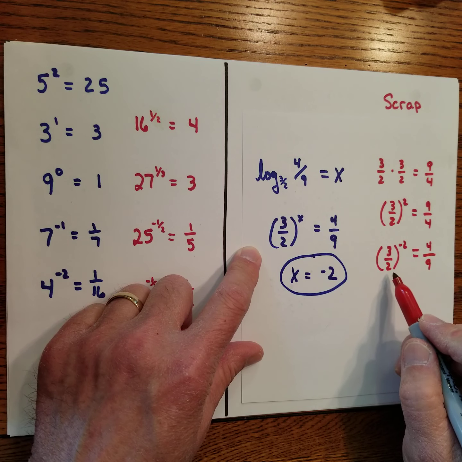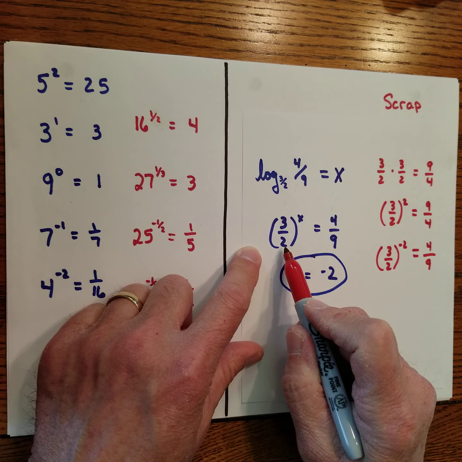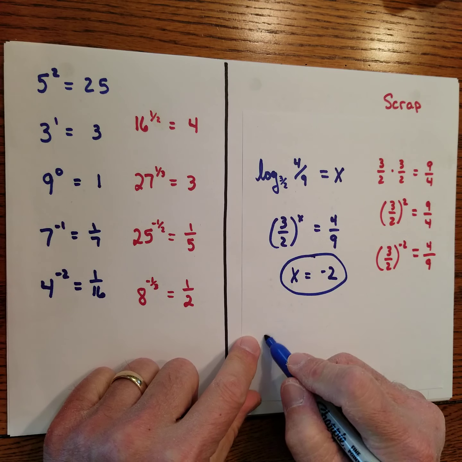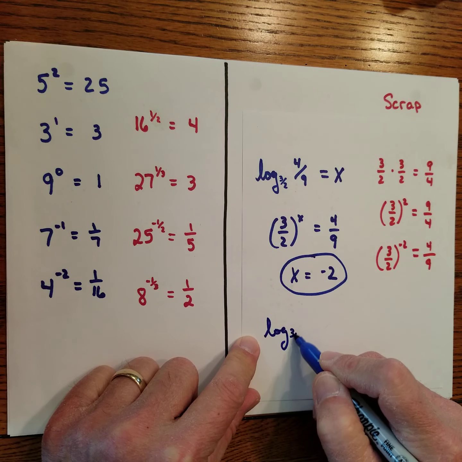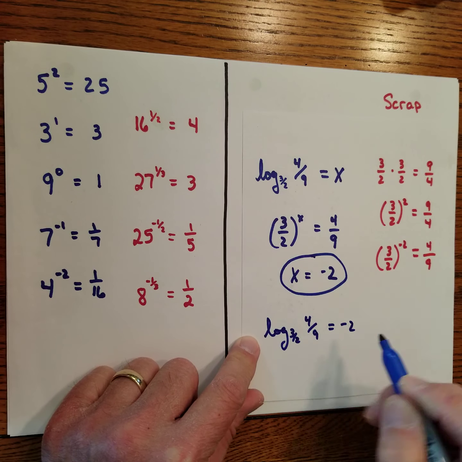So what exponent changes 3/2 into 4/9? -2. So final answer, log base 3/2 of 4/9 is -2.